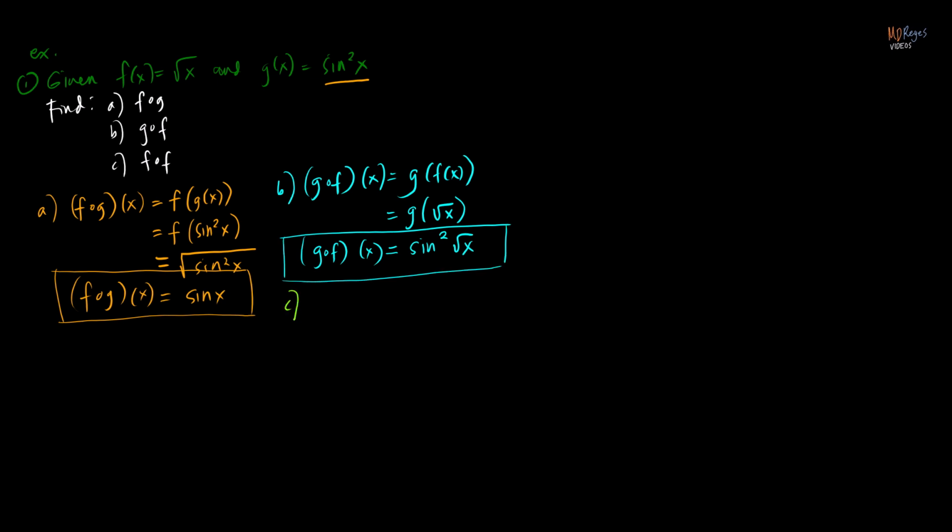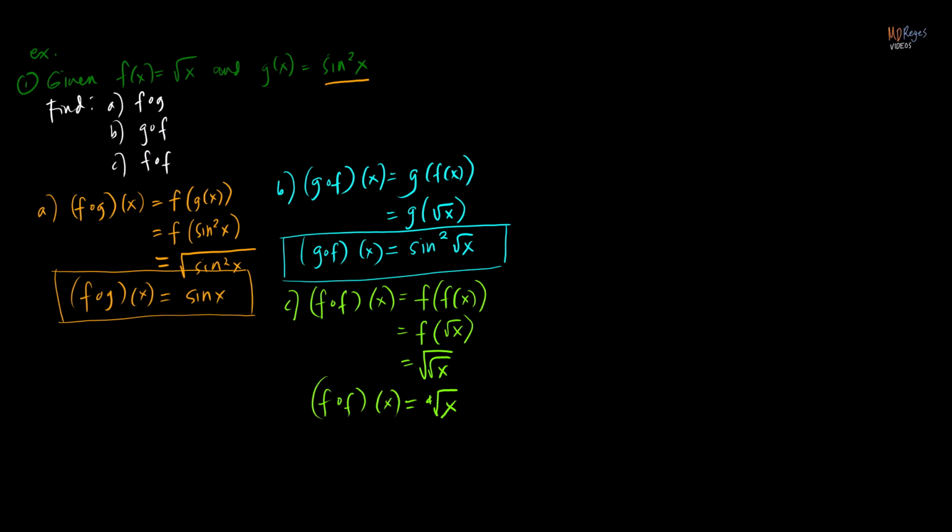Now letter C is the composition of f to itself, f circle f of x. By definition, that is f of f of x. But what is f of x equal to? Again, it's equal to square root of x. Now again, applying square root of x to function f. So we write square root of x for every x in the function f, that is square root of square root of x. Now when we simplify this, this is equal to fourth root of x. This is f circle f of x.